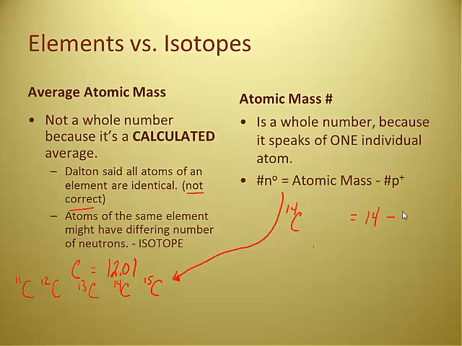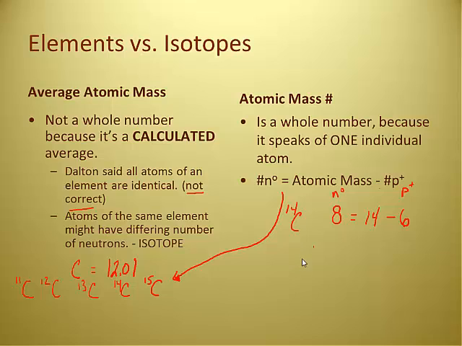Now how do you know the number of protons? Well, that's the number in the heart, the atomic number. So 14 minus 6 will give me the number of neutrons in carbon 14. That's 8. So it has 8 neutrons and 6 protons, and that's the isotope carbon 14.